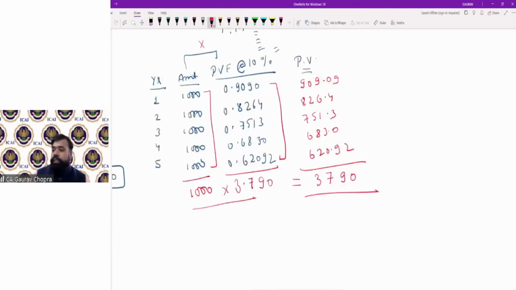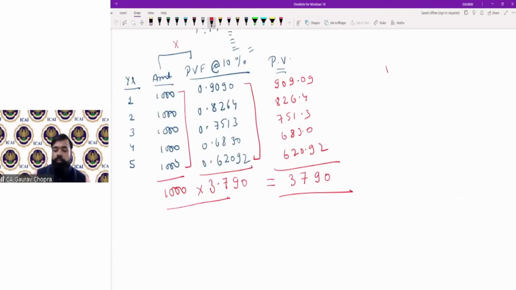Krishna Patel is asking why we are doing 1 upon 1.1, because the formula is 1 upon (1 plus i) whole to the power of n and i is 0.1, इसीलिए हम 1 डिवाइड बाय 1.1 कर रहे हैं. ओके कृष्णा.